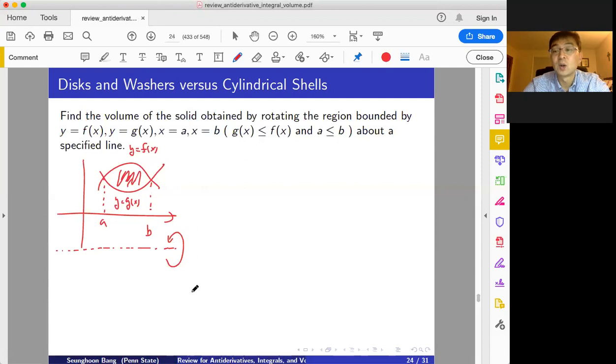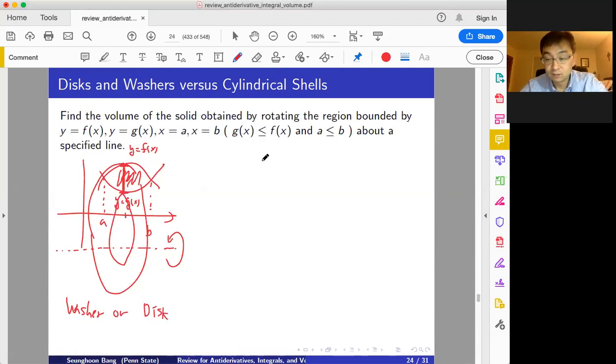So what kind of method do you want to use? In this case, you have to cut this segment and rotate this segment about the rotating axis. We have the washer method. You have to rotate about a horizontal line, so you have to use the washer or disk method. This is the idea. So, another one.